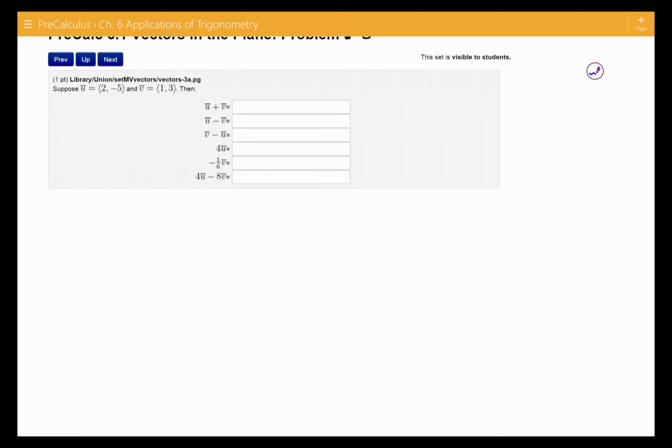Next problem gives us two vectors u and v, and just says do some operations with them. So when you add vectors, you just add the x components and you add the y components. That's pretty straightforward. When you subtract them, same thing, 2 minus 1 gives you 1, and negative 5 minus 3 gives you negative 8. This time the other way around, we have v minus u, so it would be 1 minus 2, which is negative 1. And then we have 3 minus negative 5, which would be positive 8. And then we have 4 times vector u, so you just distribute, and you have 8, negative 20. And then you have negative 1/6 times v, so that would be negative 1/6, comma, and then negative 1/6 times 3, which gives you negative 1/2 if you simplify.